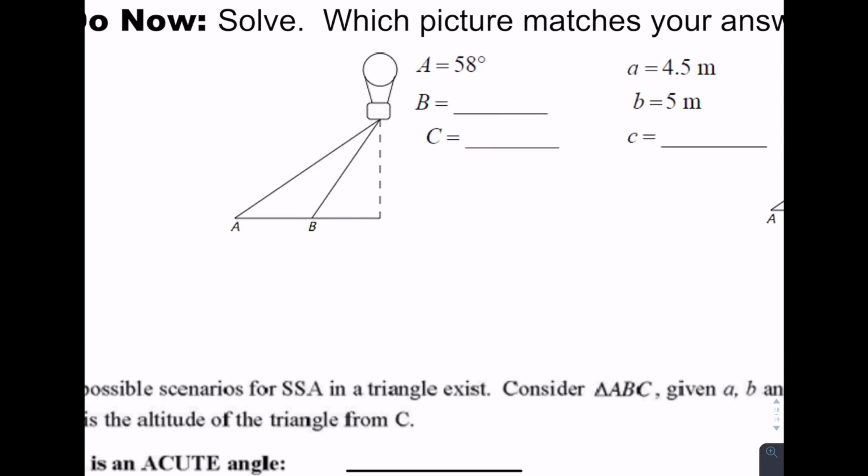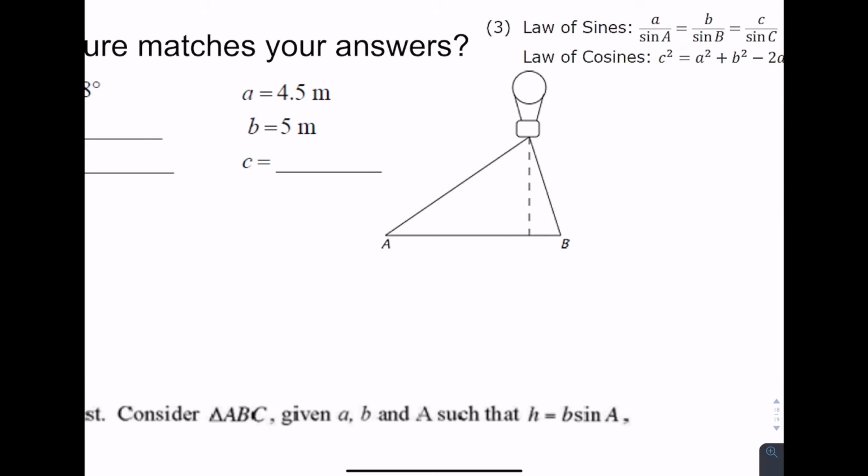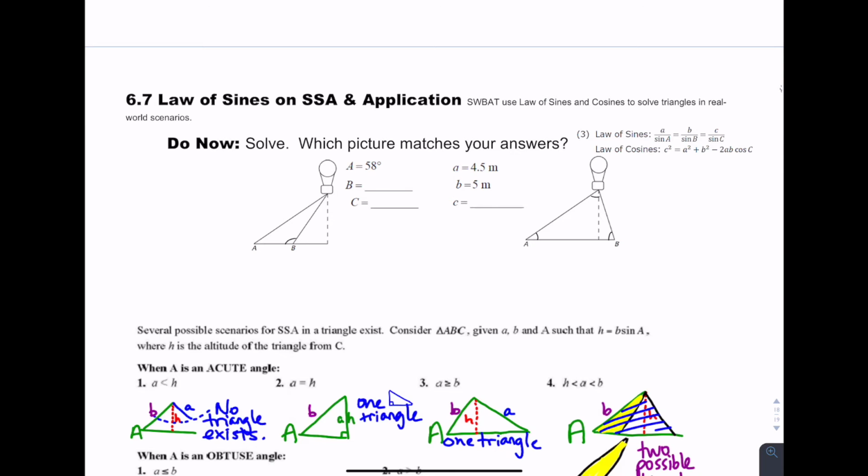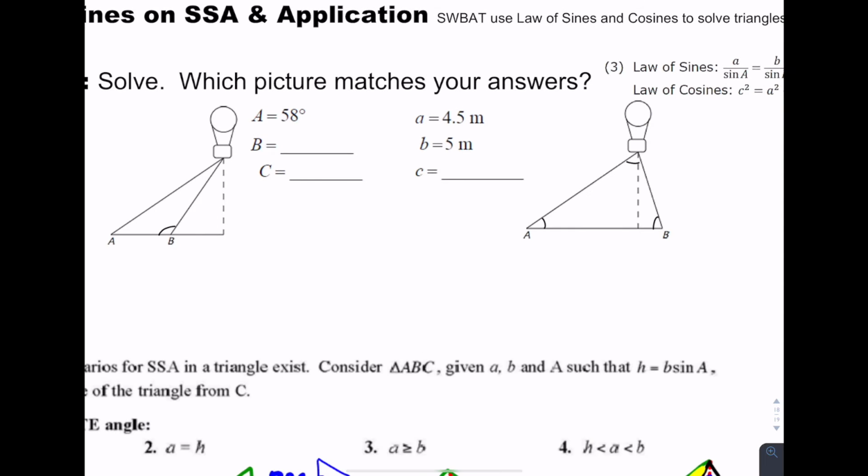Now notice, just before we even start comparing, here we have an angle that is more than 90 degrees. And then on this one, all angles are smaller than 90 degrees. So that's how we're going to know which one's which. So let's solve.